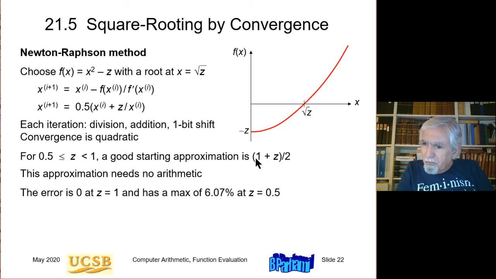And notice that forming this value does not require any computation. z is a fraction, it's less than 1. So adding 1 to it is basically putting a 1 in front of it. And then divide by 2 is a right shift.